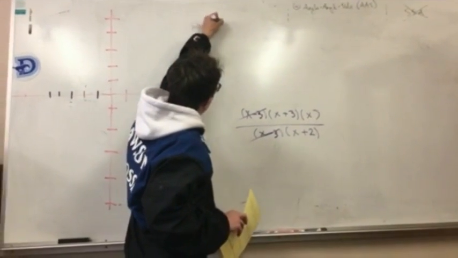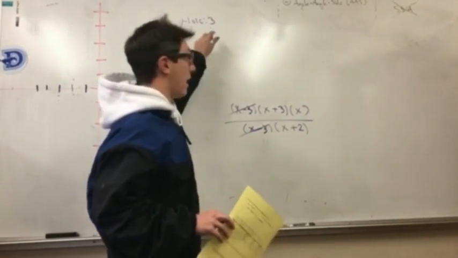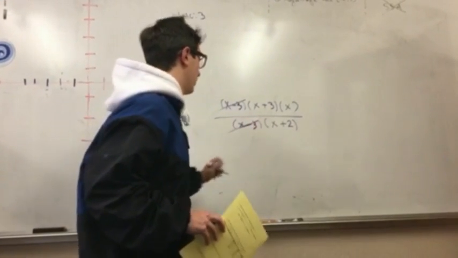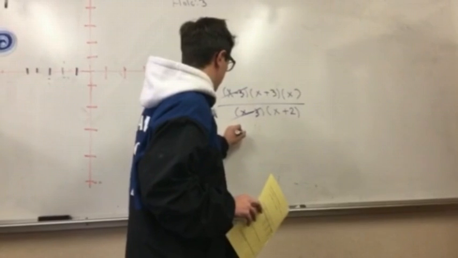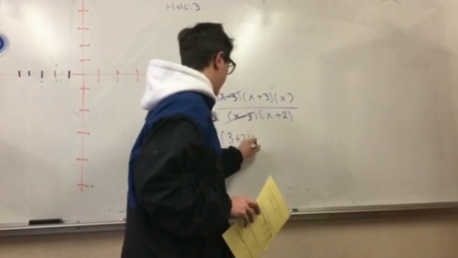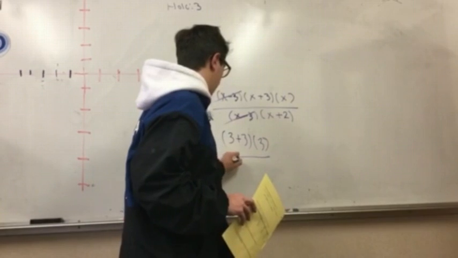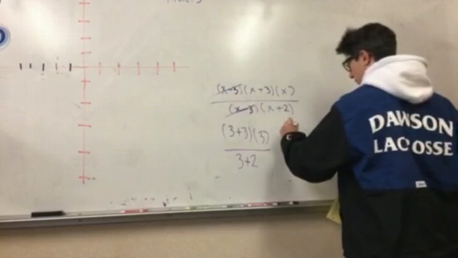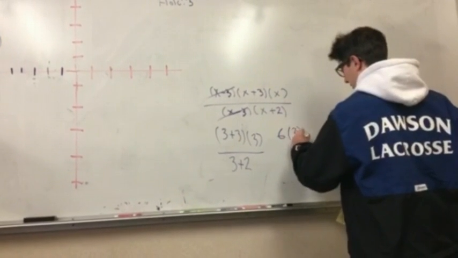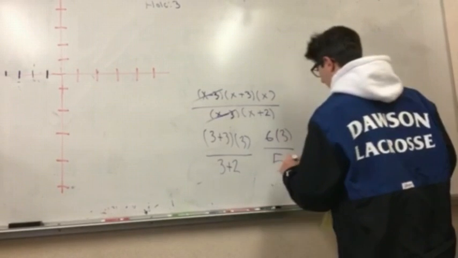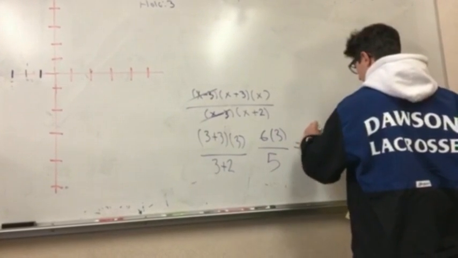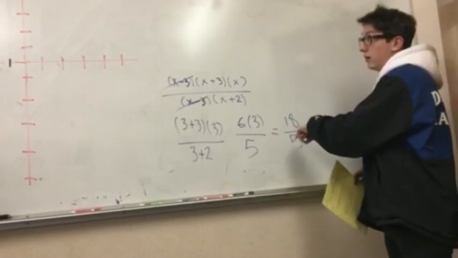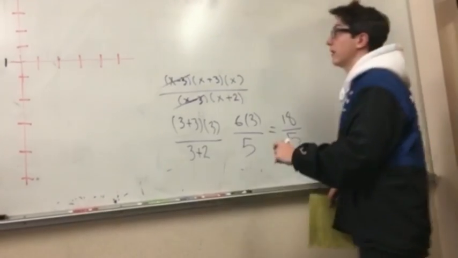at positive 3. Now that's the x part. Now we're going to have to find the y part. In order to do that, you just plug the hole back into the equation. So we can do 3 plus 3 times 3 over 3 plus 2. So 3 plus 3 equals 6 times 3 over 5. And then 6 times 3 equals 18 over 5. So we will find the y coordinate at 18 over 5.